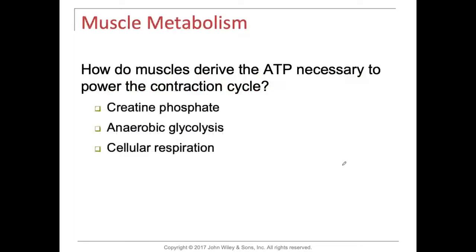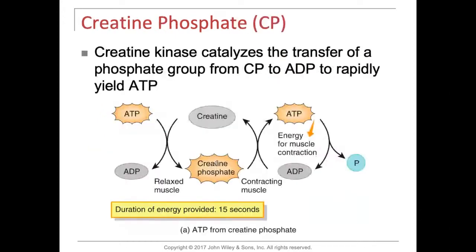Okay, so we're going to take a look at muscle metabolism, because that last slide connects the dots here. How do muscles derive their ATP? One way is from CP, creatine phosphate. Another is from anaerobic glycolysis, and then we have cellular respiration. So, CP, creatine phosphate.